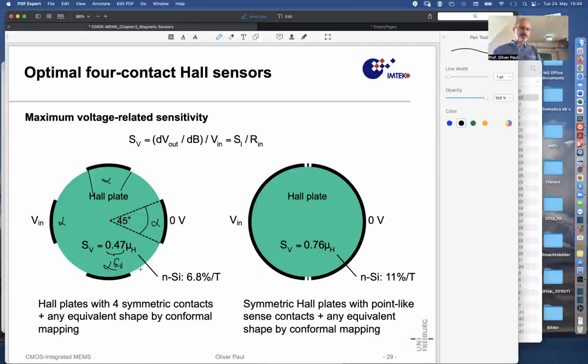And if you now take this and multiply it with mu h, 0.145 or so, then you will obtain 6.8% per Tesla of voltage-related sensitivity. Which means that at 1 Tesla, if you put in 1 volt, you get out 6.8% of 1 volt, 68 millivolt at 1 Tesla. So that gives you immediately an order of magnitude.